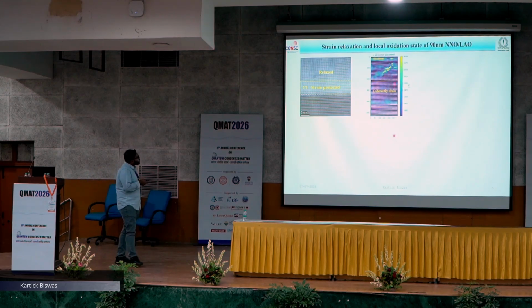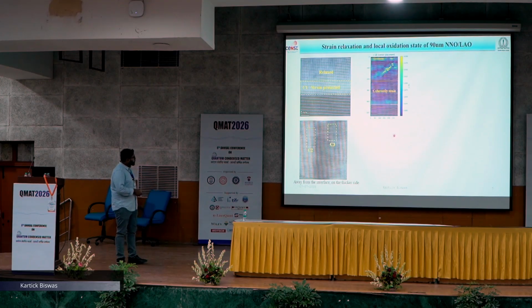How are we going to see this from the strain map? This is the C out-of-plane lattice parameter strain map. From there you can see there is coherent strain with the substrate. There is no relaxation from the bottom or interface. So this is away from the thicker side.